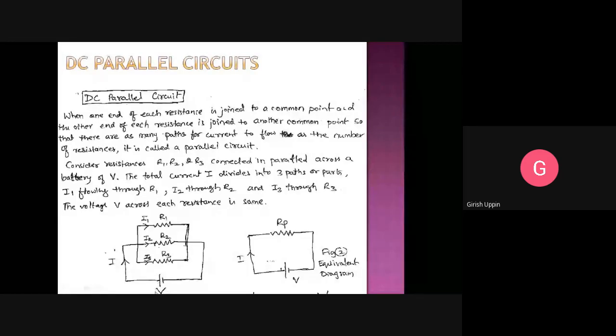Suppose you have applied 50 volts to this parallel combination. The voltage across each of these branches would be exactly 50 volts. So if I apply Ohm's law here, 50 volts is equal to I1 into R1. Similarly, 50 volts is equal to I2 into R2. Similarly, 50 volts is equal to I3 into R3. In this case, it is V. Therefore, V is equal to I1 into R1, V is equal to I2 into R2, V is equal to I3 into R3.